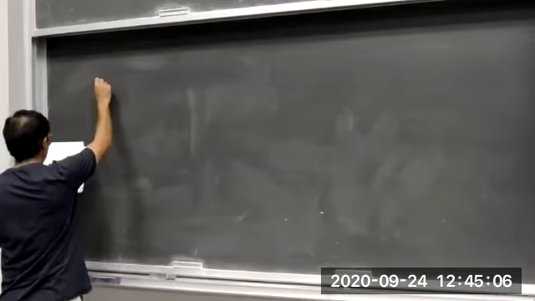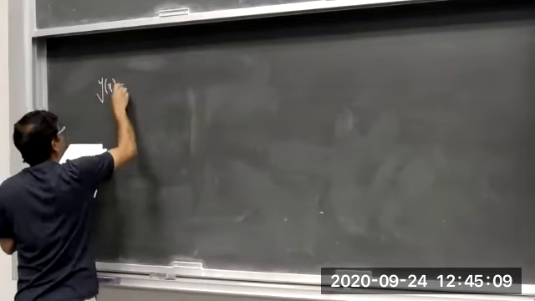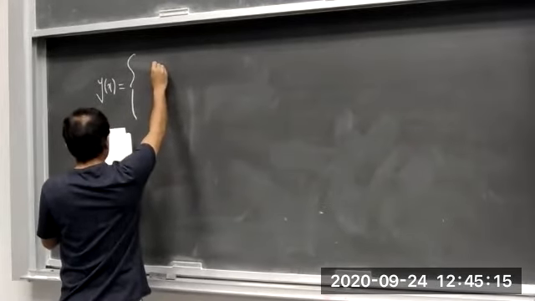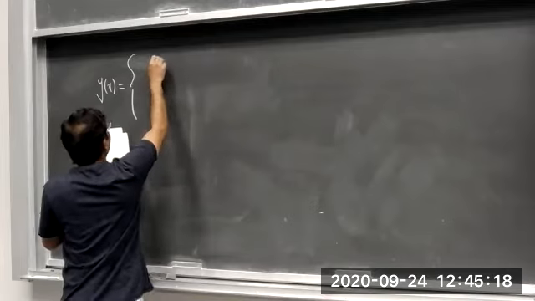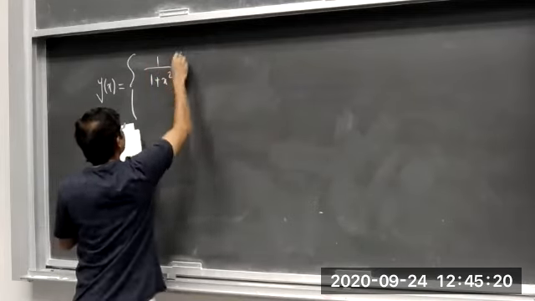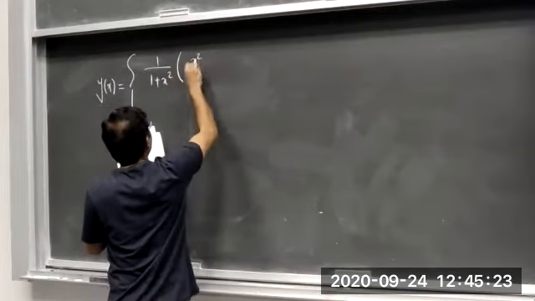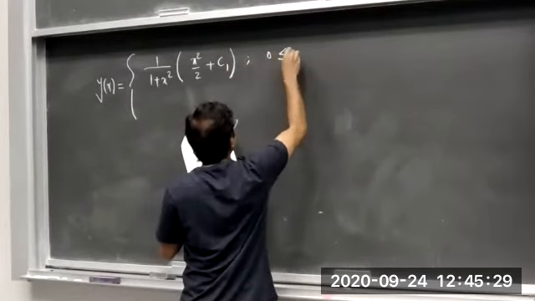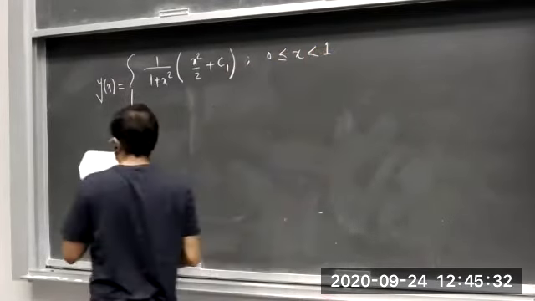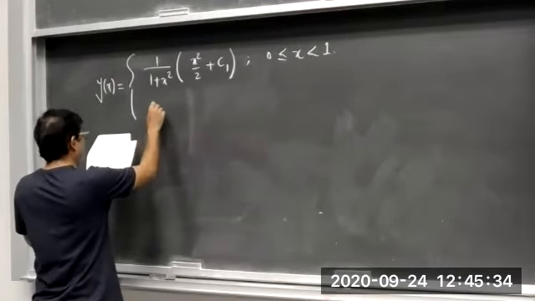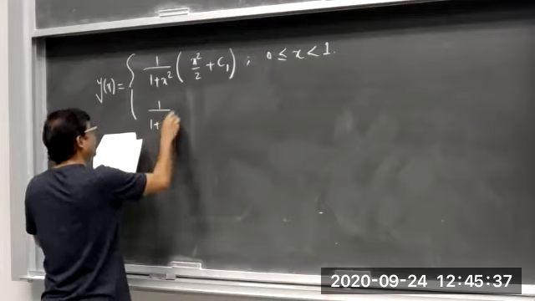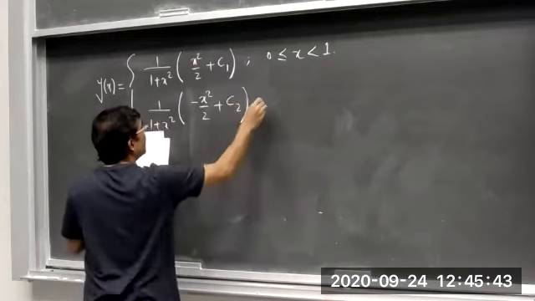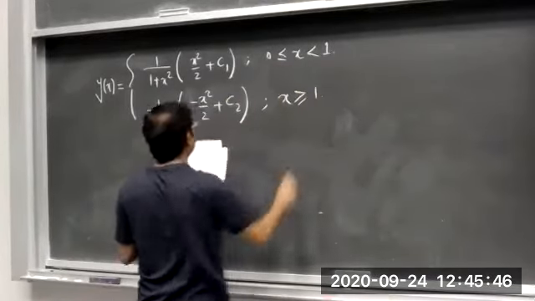The solution is what? y of x is 1 over 1 plus x square multiplied by x square by 2 plus c1 when x is between 0 and 1, less than 1. And the other solution is again 1 over 1 plus x square times minus x square by 2 plus c2 whenever x is greater than or equal to 1.